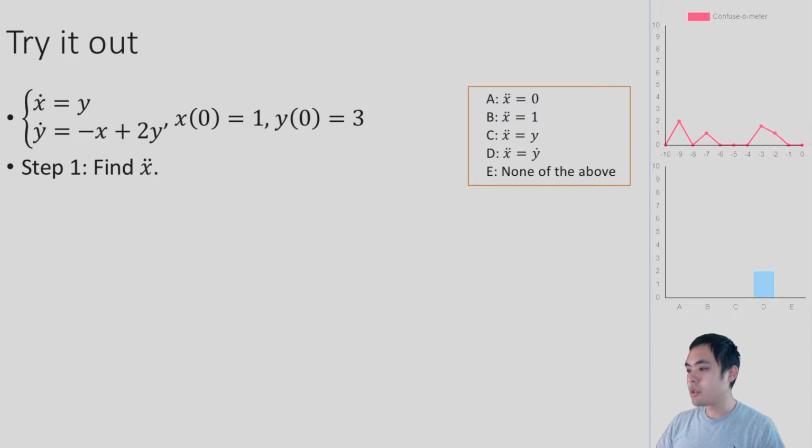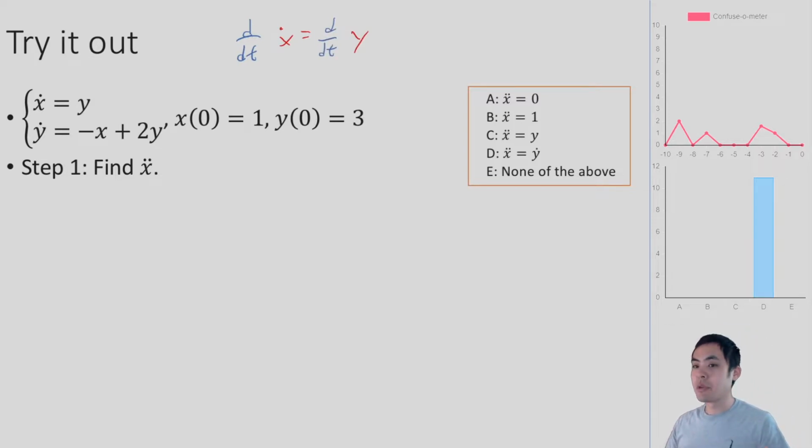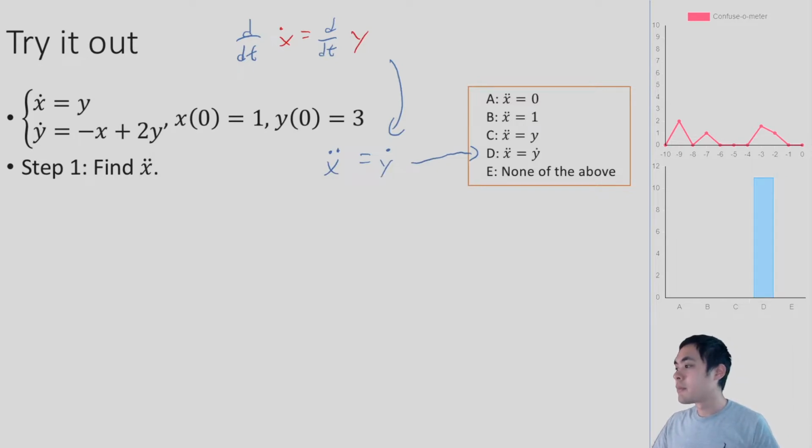Okay, so what we're basically doing here is we have x dot is equal to y, and we want to apply d/dt to both of these. Okay, and when we do that, what you end up with is x double dot is equal to y dot. And so that is indeed d right here. Okay, hopefully that made sense. And so that's the first step, is you find x double dot.